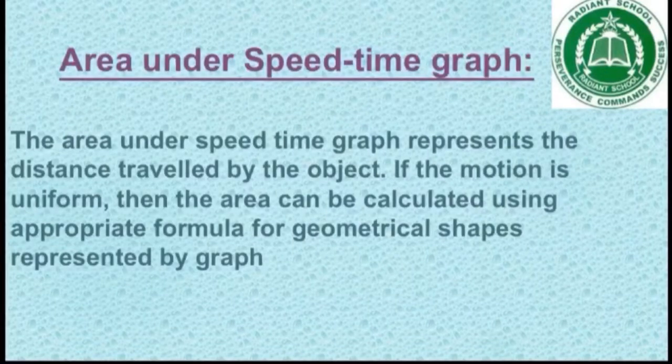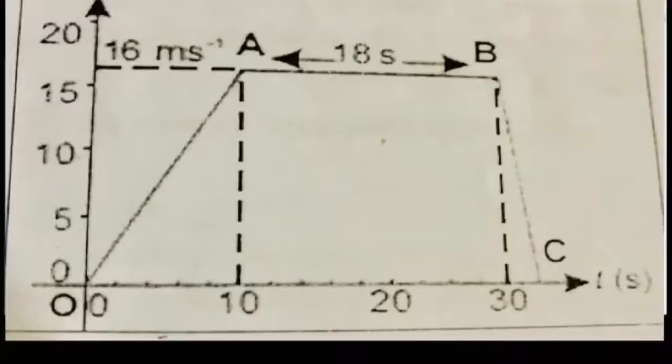Look at this graph, students. Here you can see that an object starts its motion at point O, then it will move towards point A, then B, and then C. So if you want to calculate the distance from point A to point B, then what you have to do, you will draw two vertical lines from point A and point B. Now it becomes a square. Now you have to calculate the area of this square.